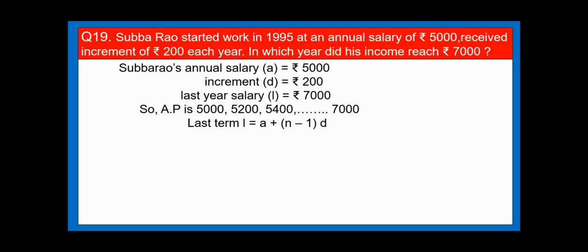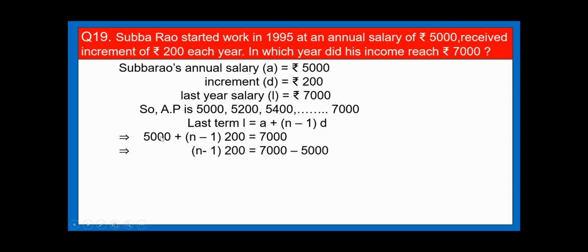Now, the last term, that is an, is given by a plus n minus 1 into d. Let us substitute the a value and d value and find the n value now. a means 5,000 plus n minus 1 into d, the common difference is 200, is equal to 7,000, the total amount. Take this 5,000 to the other side, which implies n minus 1 into 200 is equal to 7,000 minus 5,000, or n minus 1 into 200 is equal to 7 minus 5, which is 2,000.